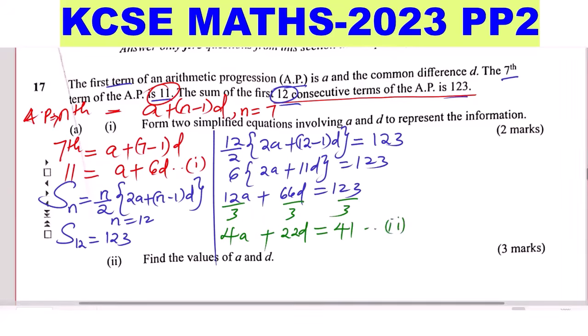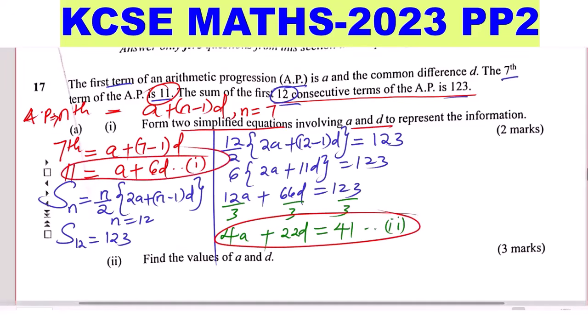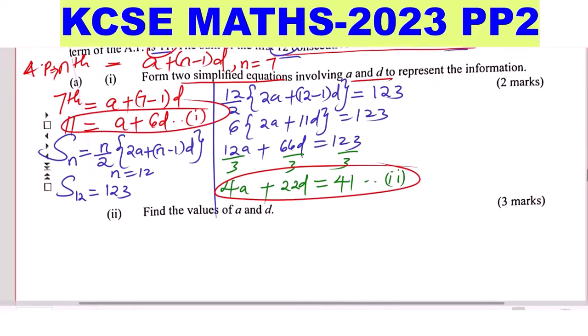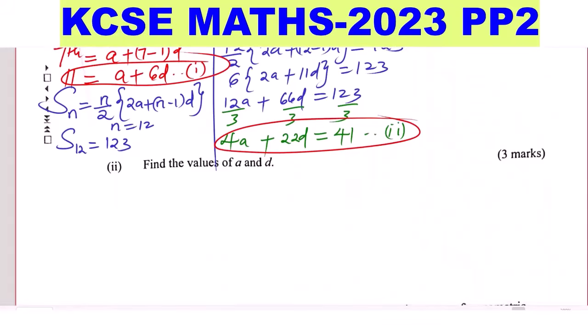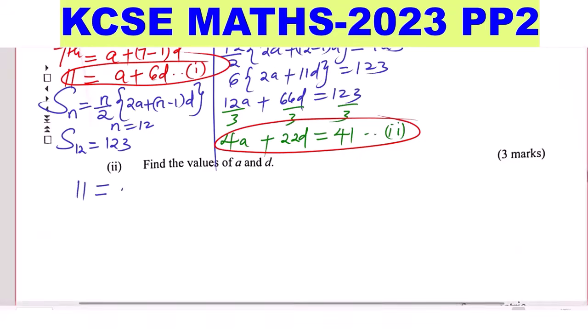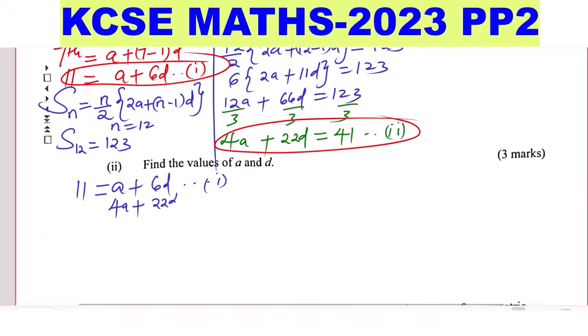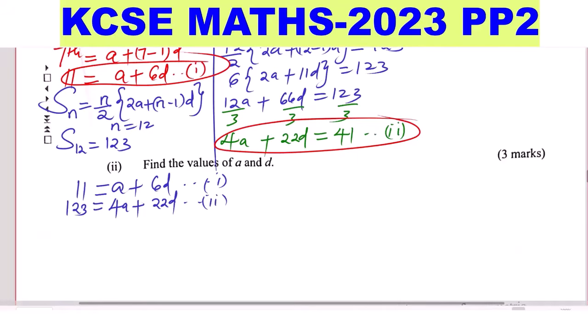Now you have two simplified equations in terms of a and d. The second one is here, and the first one is here. Part 2, find the values of a and d. You simply need to take the two equations that you formed in the first part and solve them simultaneously. So you have 11 is equal to a plus 6d. That is the first equation. And the second one, just organize it: 4a plus 22d is equal to 41. That is the second equation.